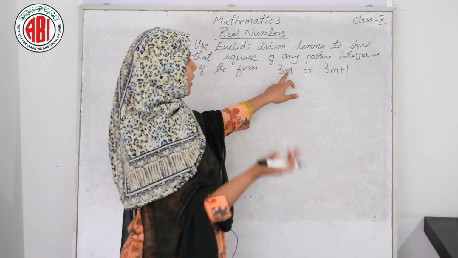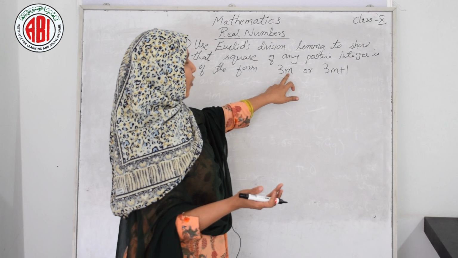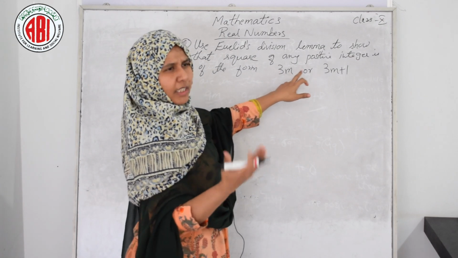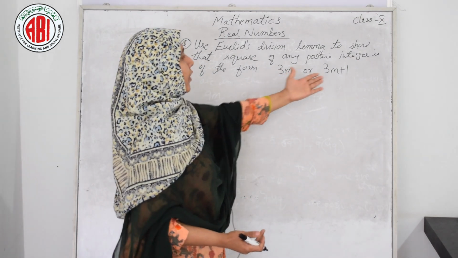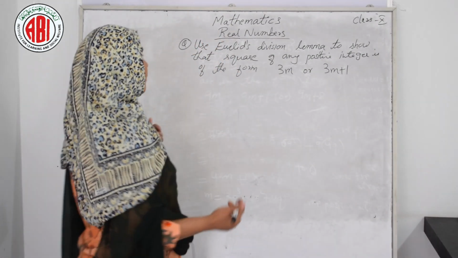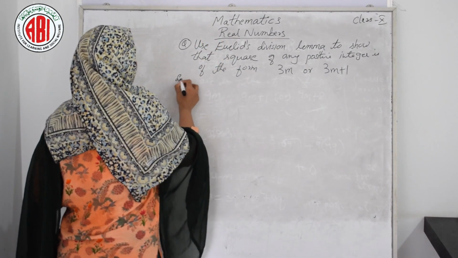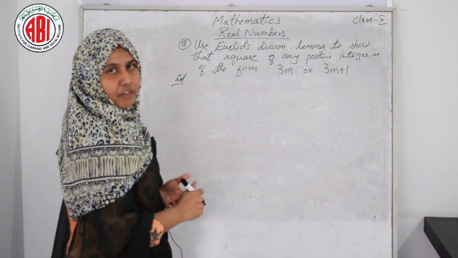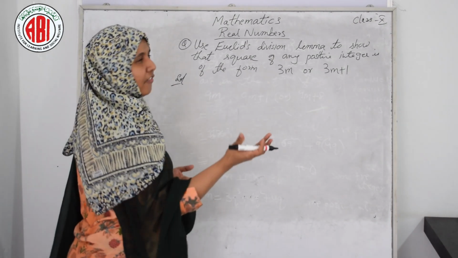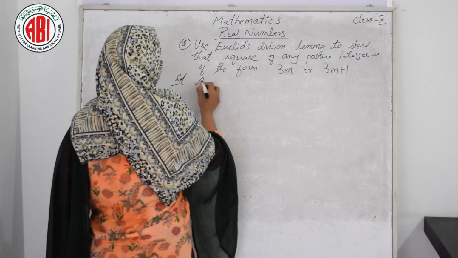Instead of p, you can get m, instead of m you can get p also. P, q, any variable you can use. So here we are using m based on the question. Let us start doing this. Always you have to write the Euclid's division lemma. That means you have to write the definition as per Euclid's division lemma.